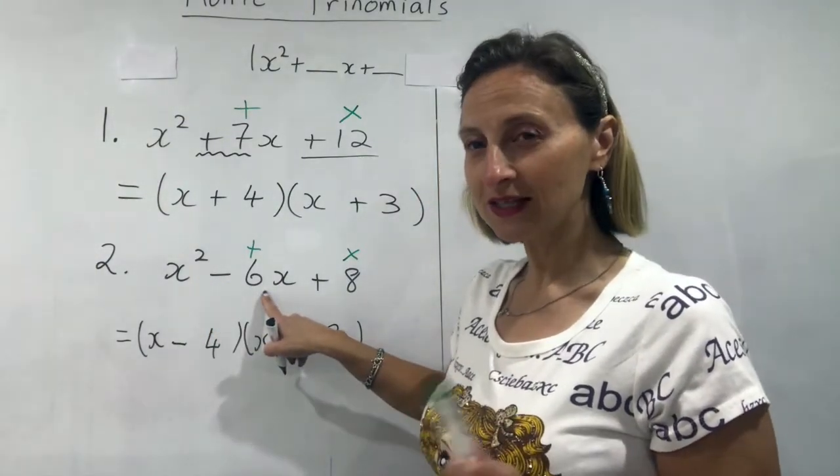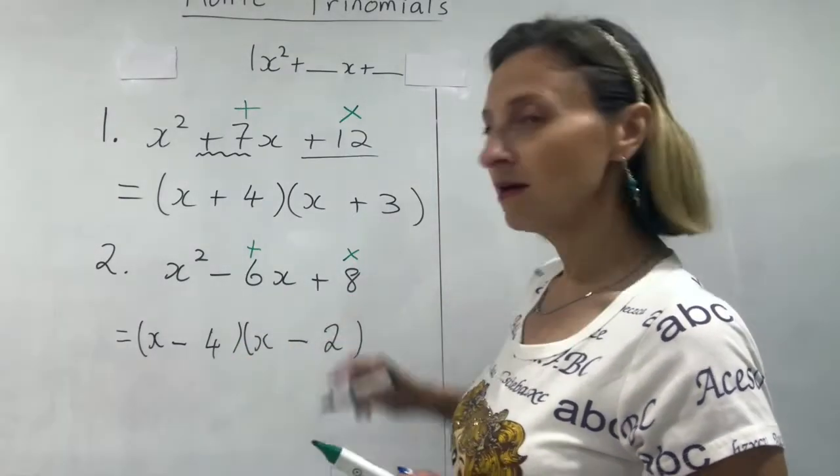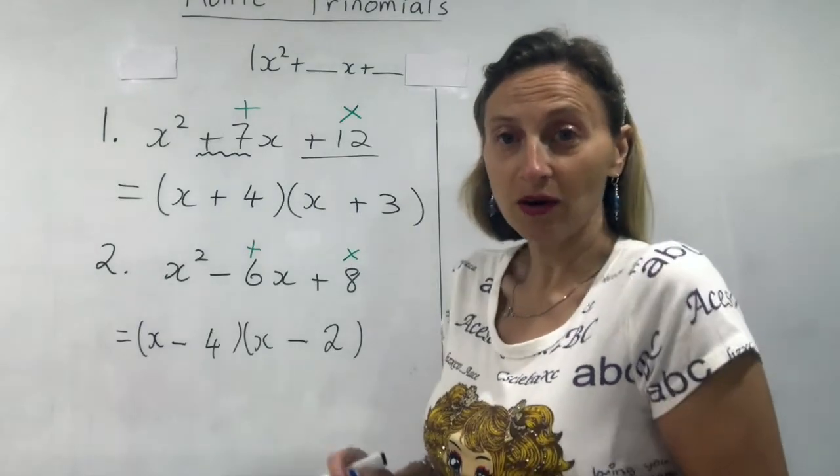And always check at the end. It's a good thing. If you check it, you'll always get it right. Minus 4 times minus 2 will give me my plus 8. Great, I know that I'm right and I can continue.